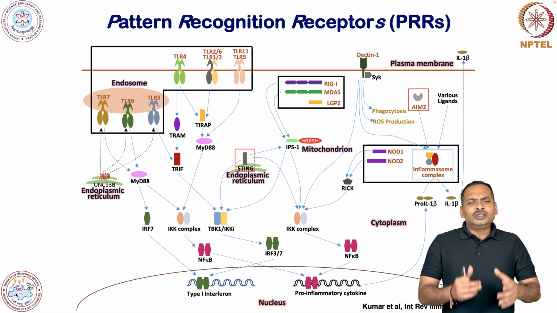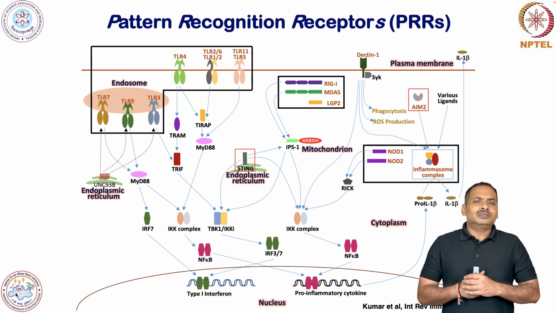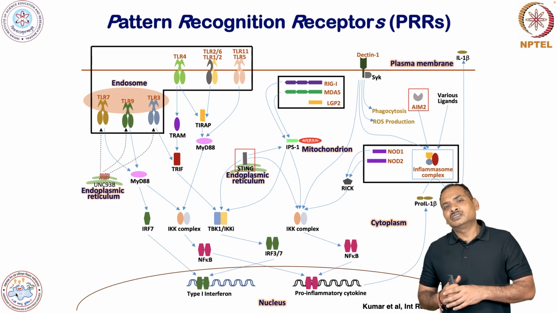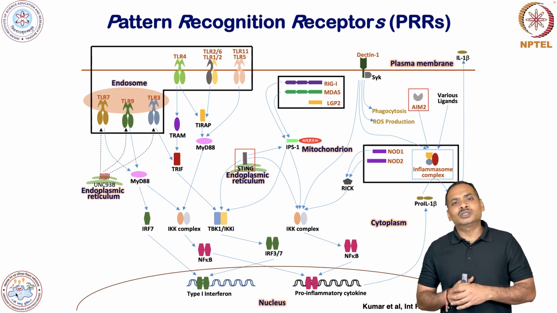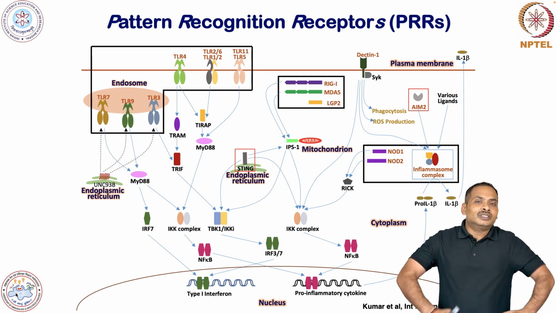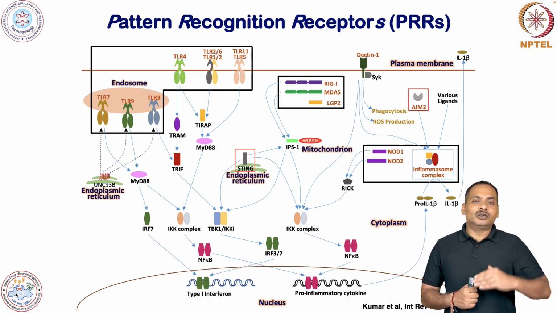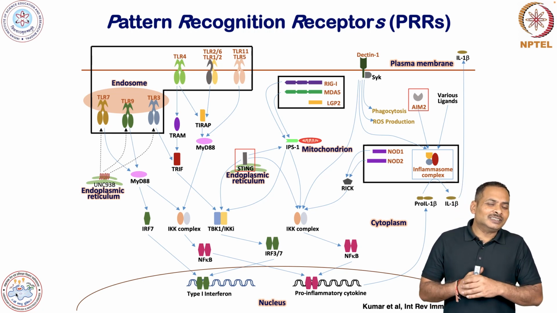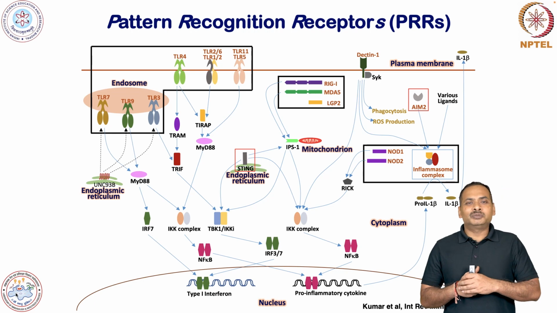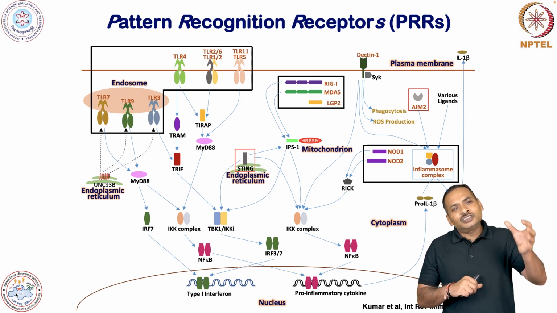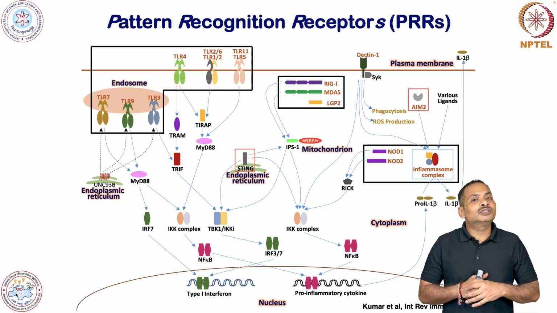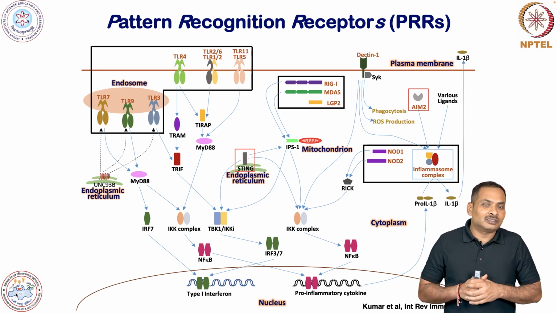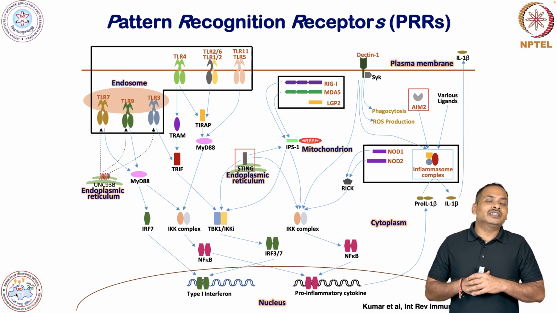Anyway, upon recruitment of these adapters, there will be downstream signaling, and this downstream signaling results in the production of pro-inflammatory cytokines and type 1 interferon. Now, I just want to take you upstream again. How is this sensing taking place? As I told you in the previous session, the leucine rich repeat plays a very important role in sensing. Basically, this makes a horseshoe-like structure.